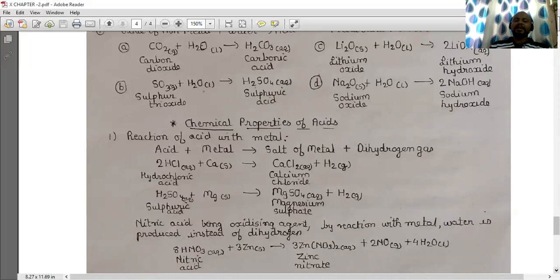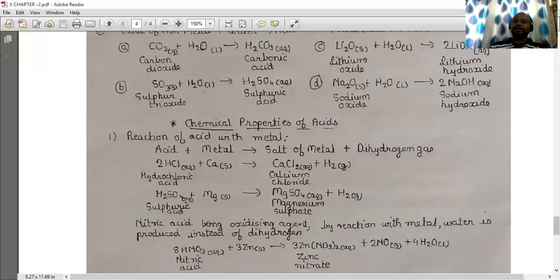Second example is sulfuric acid when it reacts with magnesium. It gives you magnesium sulfate plus dihydrogen gas. That is H2SO4 plus Mg gives you MgSO4 plus H2. Nitric acid, being an oxidizing agent, by the reaction with metal, water is produced instead of dihydrogen gas. Nitric acid, when it reacts with zinc, gives us zinc nitrate plus nitrogen oxide plus water. 8HNO3 plus 3Zn gives you 3Zn(NO3)2 plus 2NO plus 4H2O.